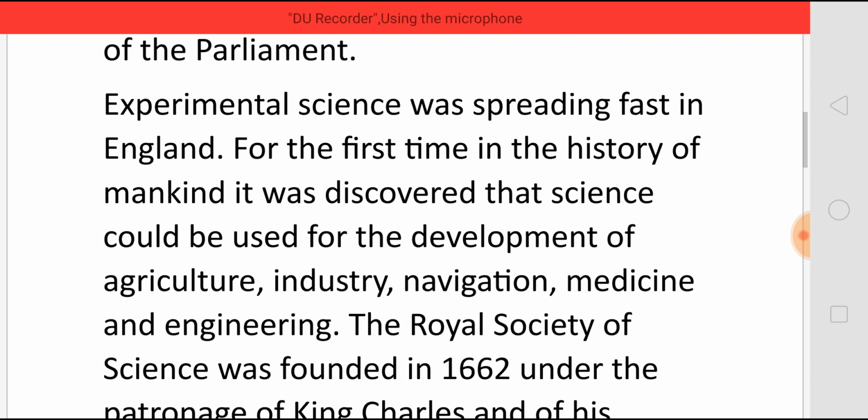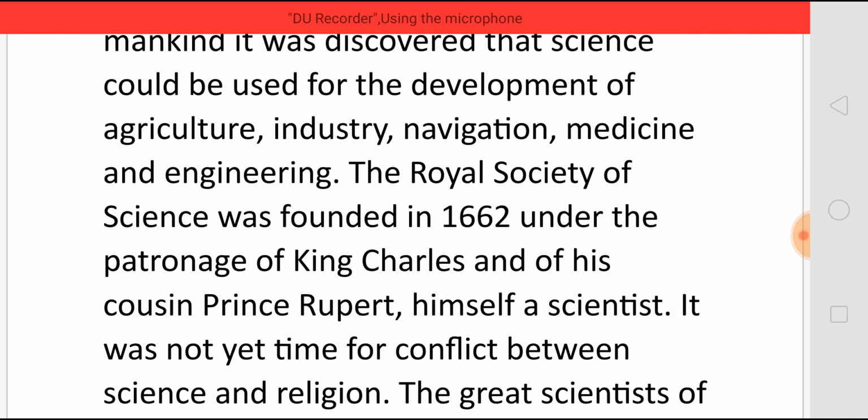And this is the period when science developed very fast. This was the first time when science was applied in the development of agriculture, industry, navigation, medicine, and engineering. And King Charles patronized the Royal Society of Science in 1662, and along with him stood his cousin Prince Rupert, and Prince Rupert himself was a scientist, so it was a great advantage for the Royal Society of Science.